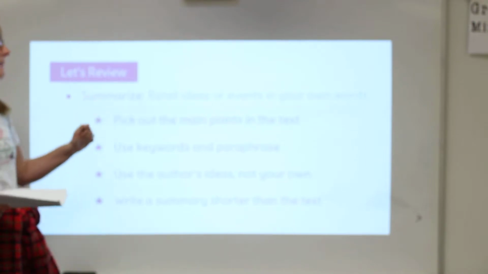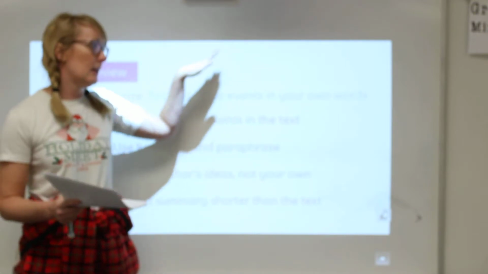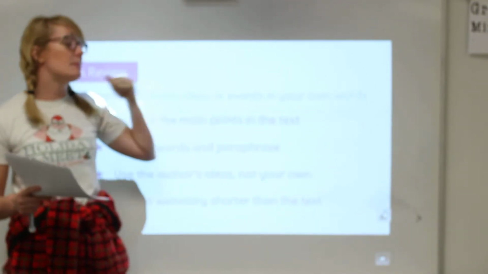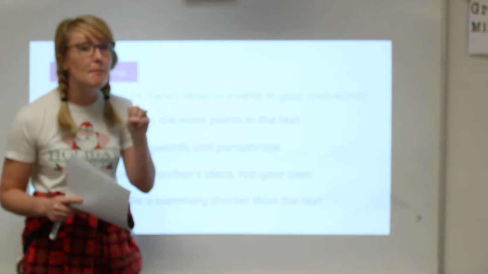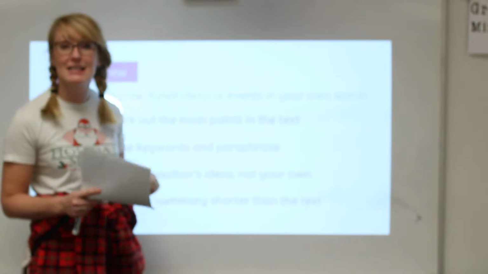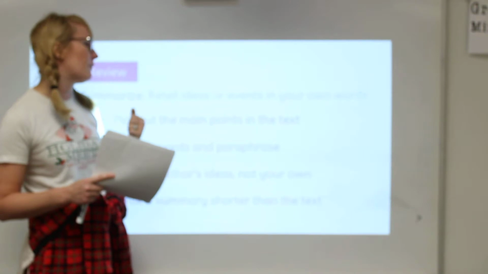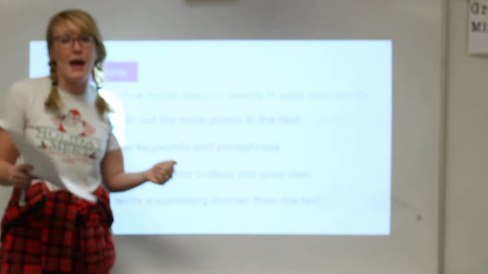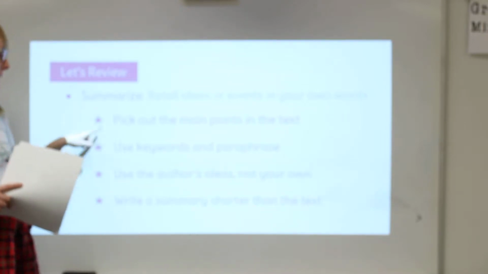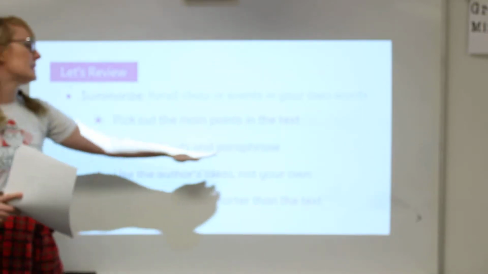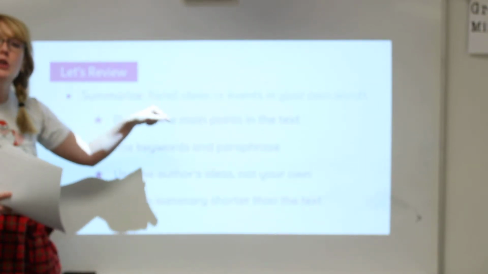Today, as we summarize, we're going to be retelling ideas or events in our own words. In our own words. Boys and girls, on Right Score and on the Georgia Milestones, you sometimes get copying. Copying means you accidentally used too much of what the author said and not enough of what we call paraphrasing. So you might be asking, how do I do that? Step 1, pick out the main points in the text. Step 2, use keywords and paraphrase. Paraphrasing is simply putting it in your own words.